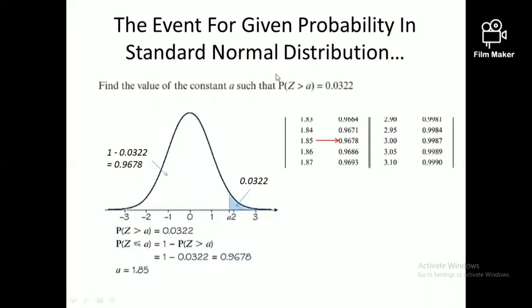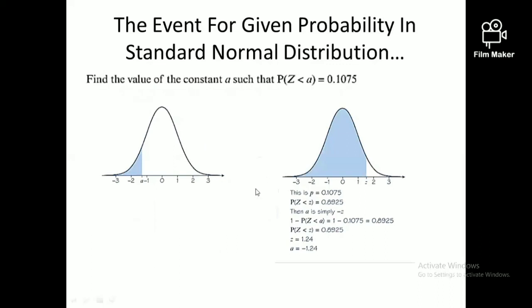Then if you come over here, find the event for the given probability. So we need the probability Z is greater than 0.0322. Then we know that the greater region is 0.0322, but the table shows you the lesser region. Then to get the lesser region relative to this event, we can get 1 minus 0.0322. That is 0.9678. Then read 0.9678 from your table. If you read it, you will obtain the answer as 1.85. Therefore, the A value should be 1.85.